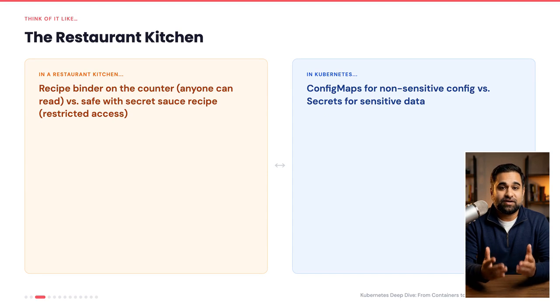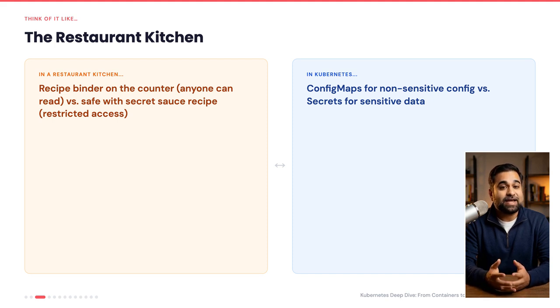Now, in the corner of the kitchen, there's a small safe. Inside that safe is the secret sauce recipe, the one that makes your restaurant famous. Only the head chef has the combination. You don't want competitors getting their hands on this. That safe, that's a secret. Both the binder and the safe let you change recipes without rebuilding the entire kitchen. You don't need to tear down walls and reconstruct the cooking stations just because you want to adjust the salt content. You just update the recipe.